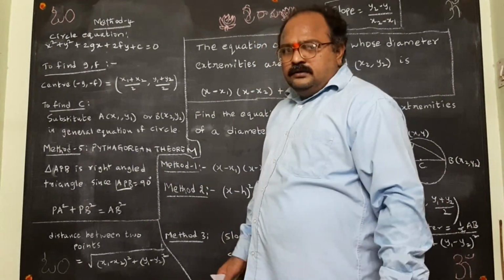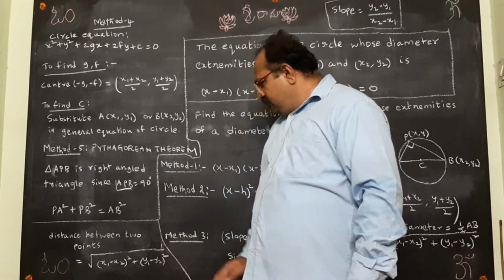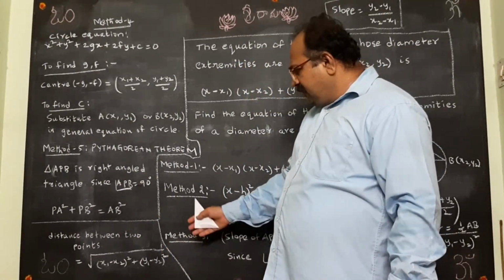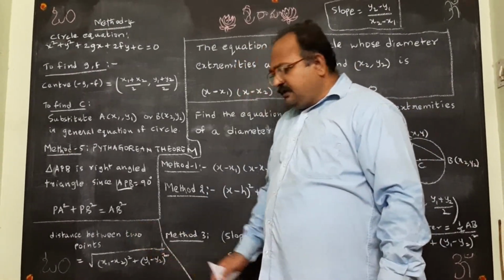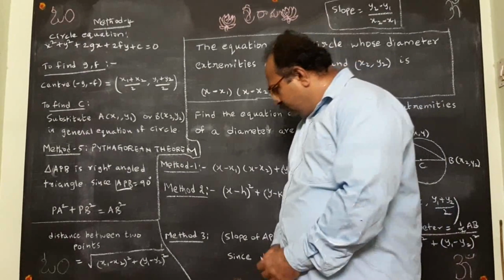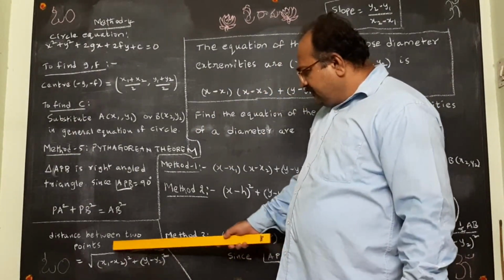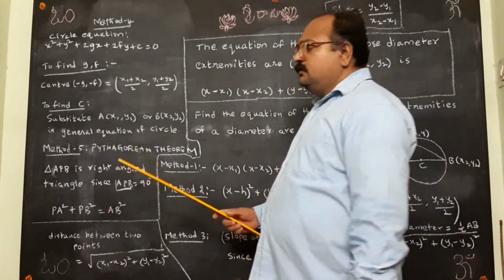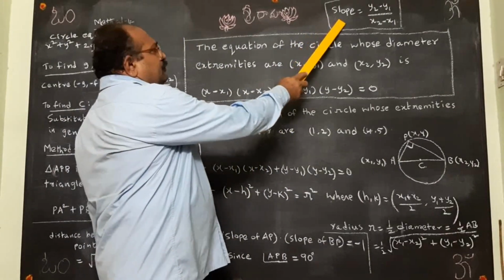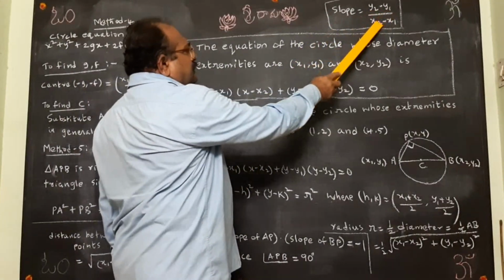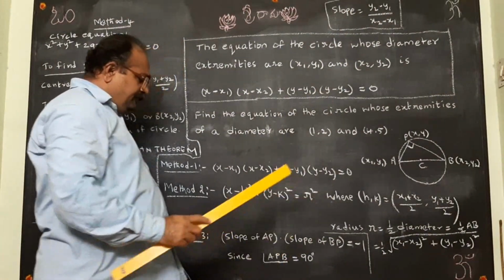Now we discuss the formula for the distance between 2 points. What is the formula to find the distance between 2 points? Square root of (x1 minus x2) whole square plus (y1 minus y2) whole square. This is the formula for distance between 2 points. Now what is the formula to find the slope? The formula for slope is (y2 minus y1) by (x2 minus x1). This formula is used here.